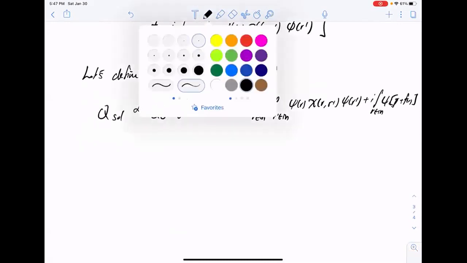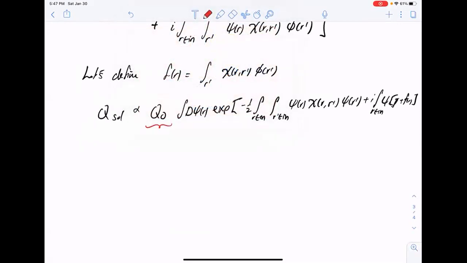So again, just for concreteness, this is the partition function without the constraint, or without the solute. All right, so our job is not quite done. We had to introduce this extra functional integration over the conjugate field psi of r to impose the delta function constraint.